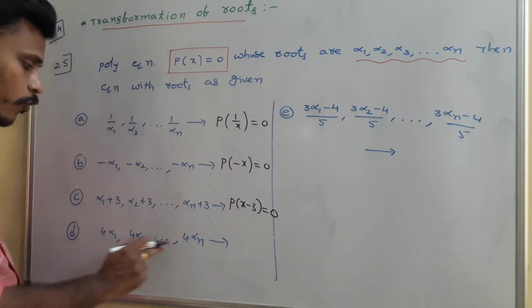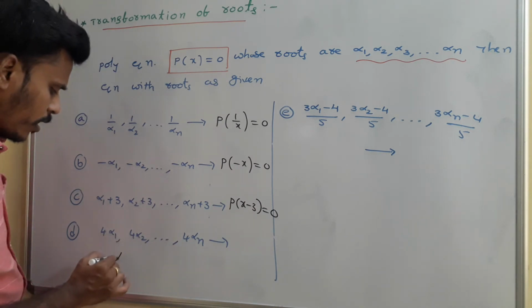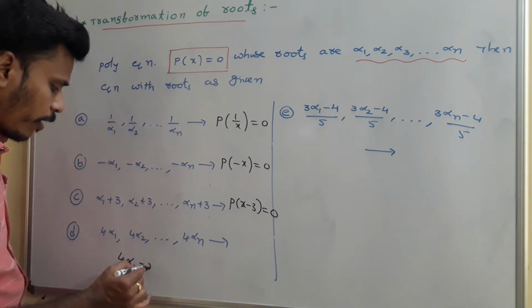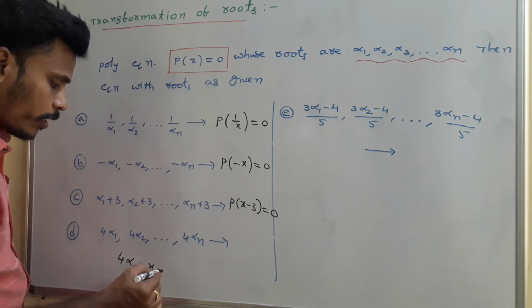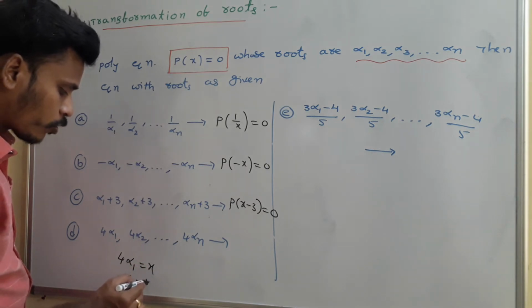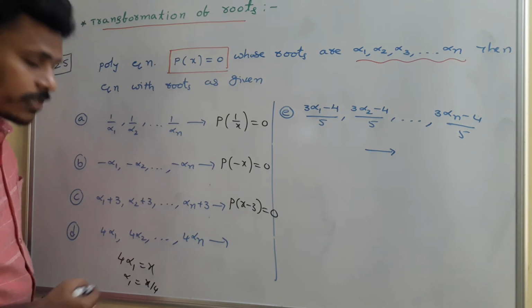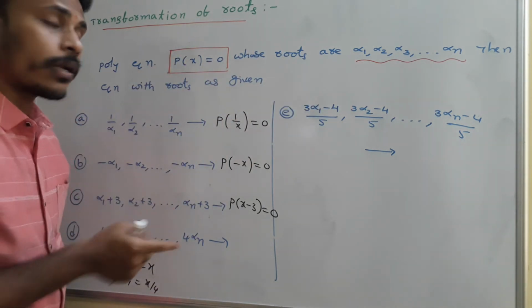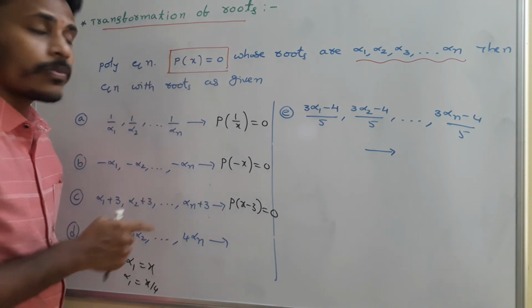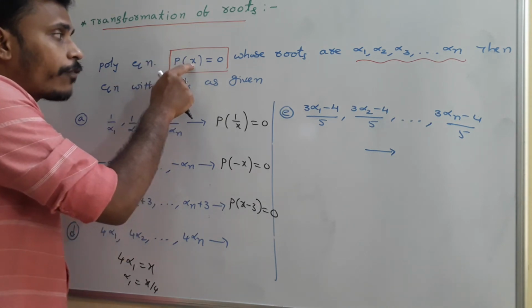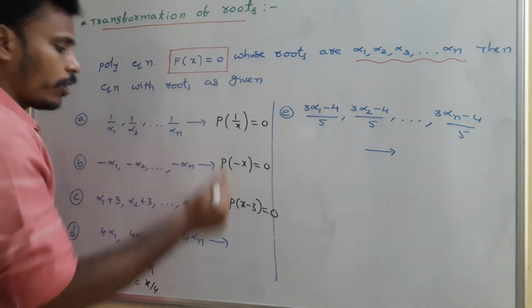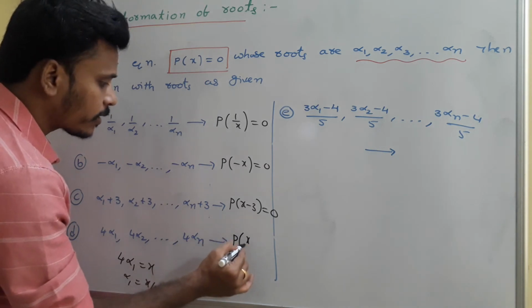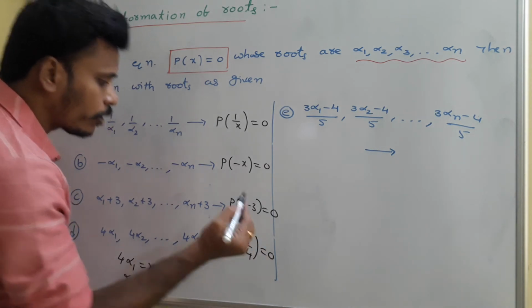And the last case, 4 alpha 1, 4 alpha 2 like that. Simple way, take 4 alpha 1 equals x. Then what will you say? Alpha 1 equals x by 4. What is this alpha 1? Root of this p of x equals 0. That means alpha 1 will satisfy it. That means you just view it as alpha 1, replace x by 4 here, you will get your answer as p of x by 4 equals 0.